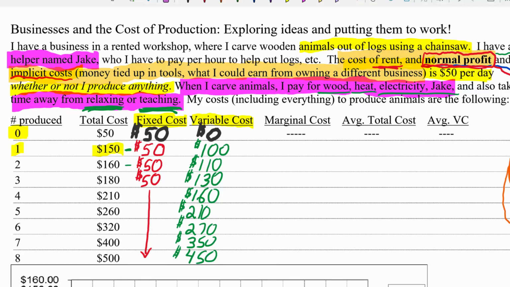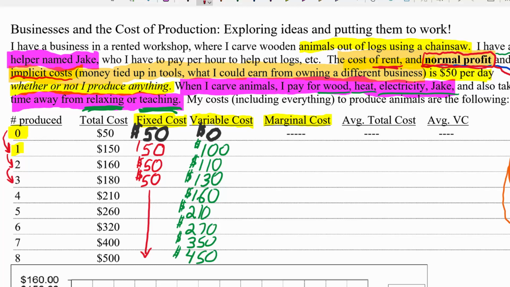Next kind of cost we want to be able to calculate and understand is marginal cost. Well, we know from economics classes that the word marginal means additional or change in. So what we're asking is, what's the additional cost when I produce the first chainsaw animal, the second chainsaw animal, the third chainsaw animal?